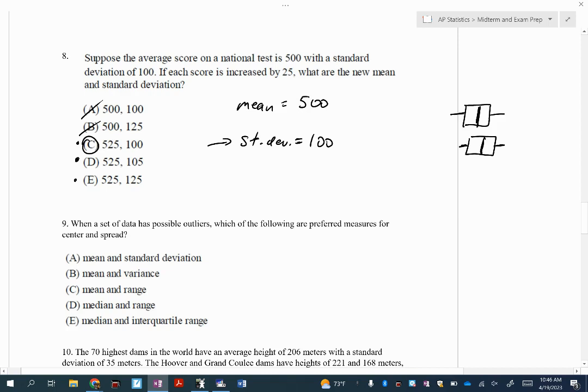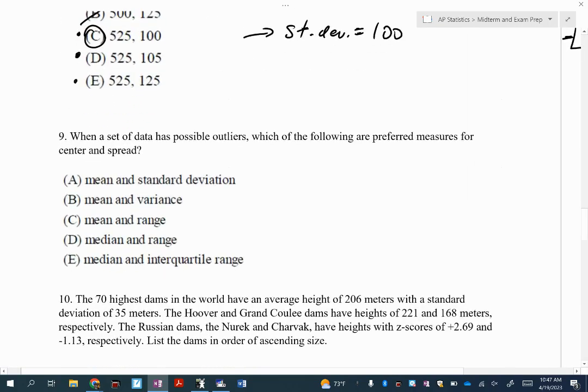Do you guys remember what you have to do to end up changing both? Multiply or divide. If you multiply or divide all of your data values by a constant, then you definitely will be changing the mean and the standard deviation. But if you're just adding or subtracting a constant, then only the measures of center, only the mean will change. All right, let's do number 9, and then I'll end the recording.